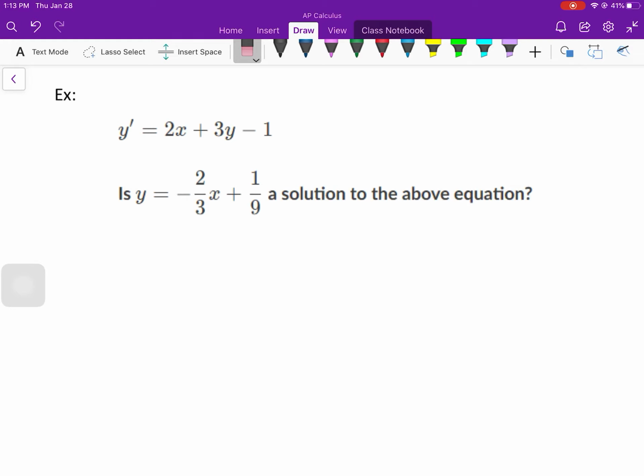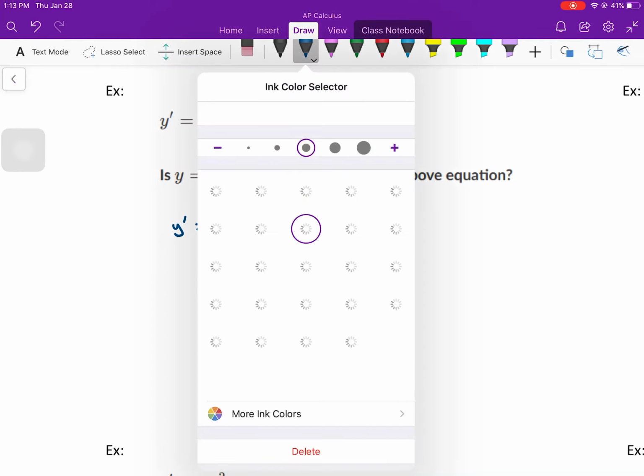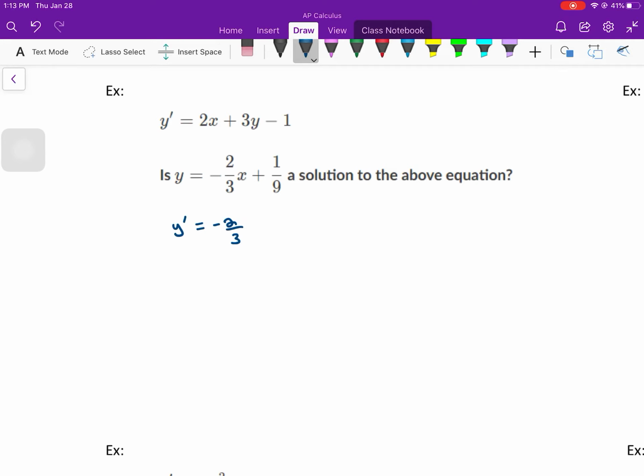So let's start with the y prime. Y prime is going to be the derivative of this, which will be negative 2/3. Derivative of x is 1, then derivative of 1 over 9 is 0. So that's y prime. That's going to go ahead and go in for that. And let me just copy that formula, actually. Going to get some color coordination going on.